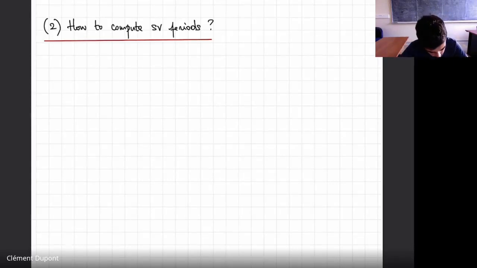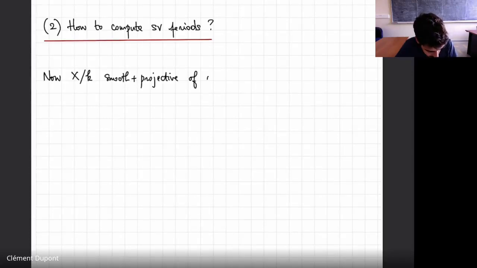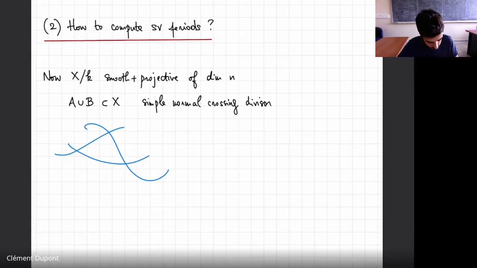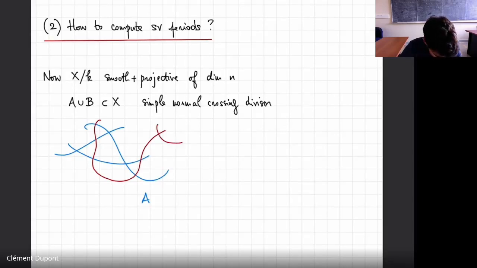So now I will have to make a little bit of an extra assumption in order to apply some version of Poincaré duality. Now X over K will be smooth and projective. Call n the dimension. And I'm going to take inside X something that I call A union B. It's a simple normal crossing divisor. So the picture looks like this. Let's say X is a surface, for instance, and you have A, which could be something like this. It does look like an A, right? I didn't make it on purpose. And B is some other components like this, for instance. That's your B.